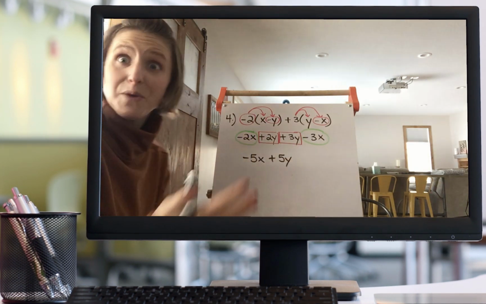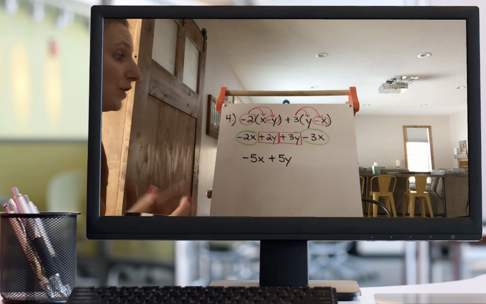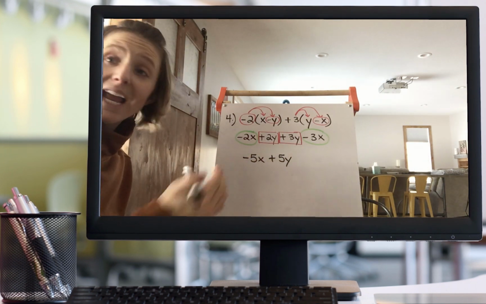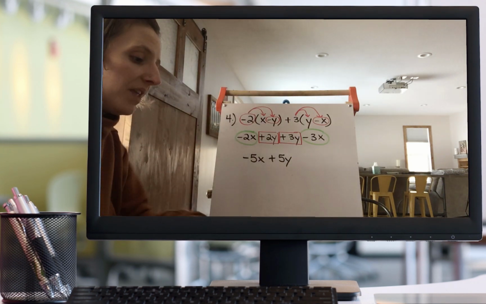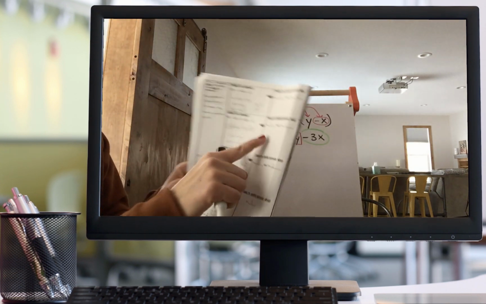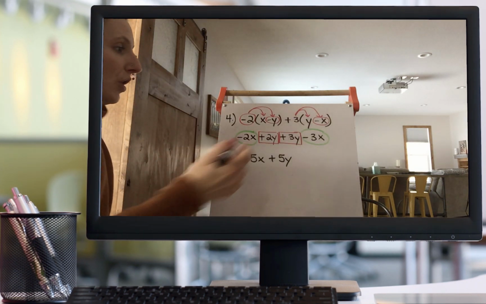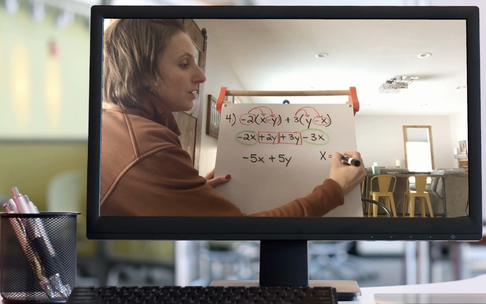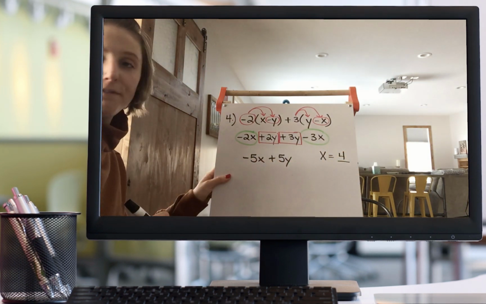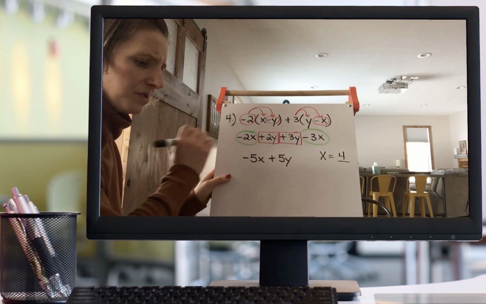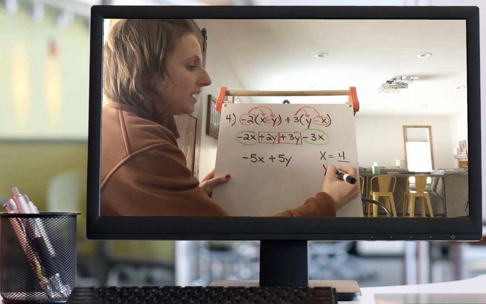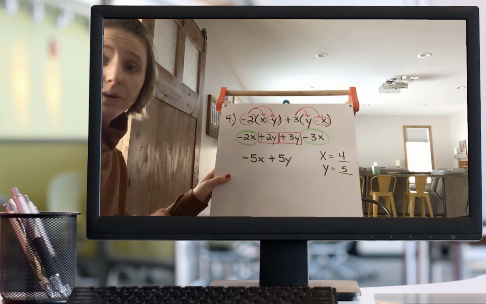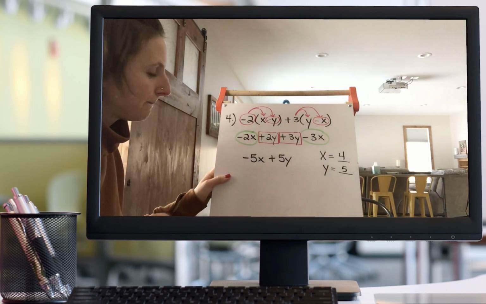Now, this is as far as we went before, but now Mrs. Kluver is going to give you values for x and y. You're going to need to substitute them in. So in your notes, on the left-hand side, go ahead and write in, we're going to substitute for x when it equals 4. Write 4 on that first line. We're going to substitute in for y when it equals 5. Go ahead and write 5 on that second line.